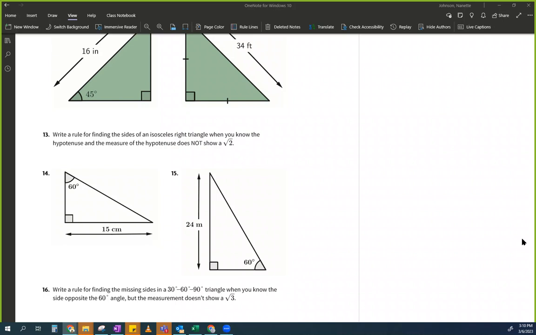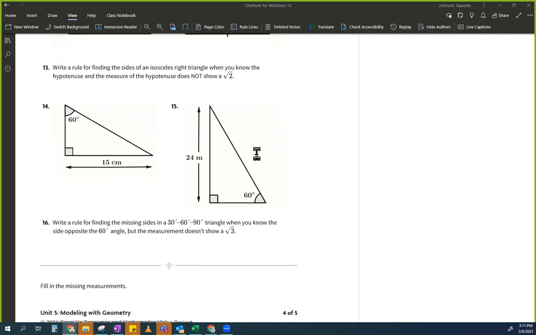Okay, so we're going to do number 15. And there, it just basically said, find all the missing sides and angles of this triangle. And it says, do not use a calculator. Give me exact values. So whenever it says give me exact values, leave your root 2s, your root 3s, your root 5s alone, and don't plug it into your calculator.